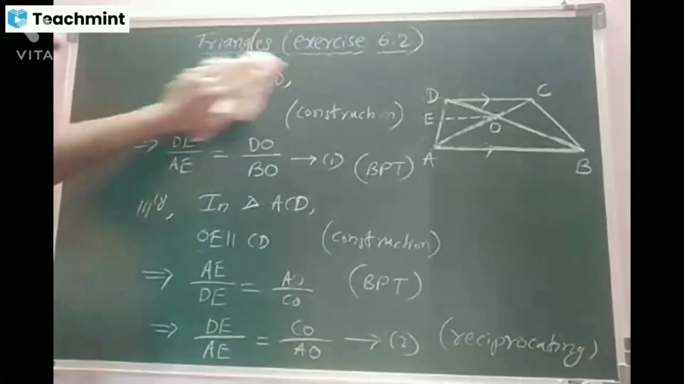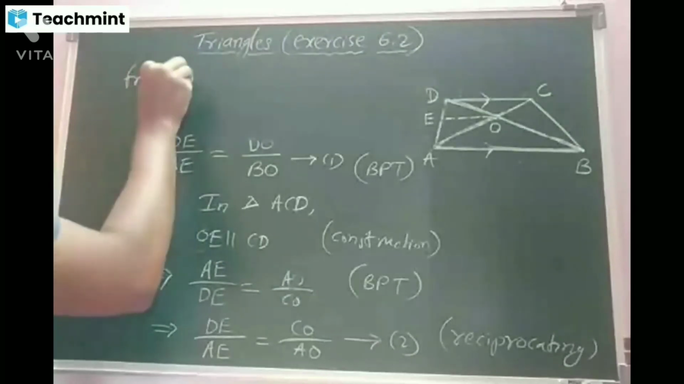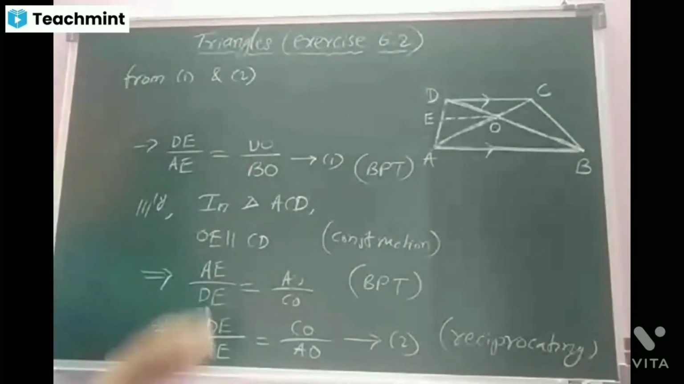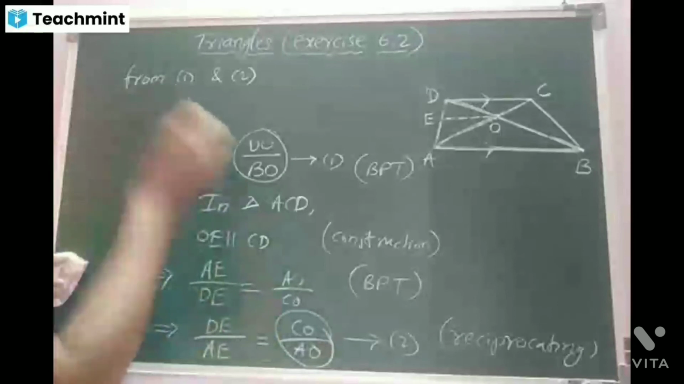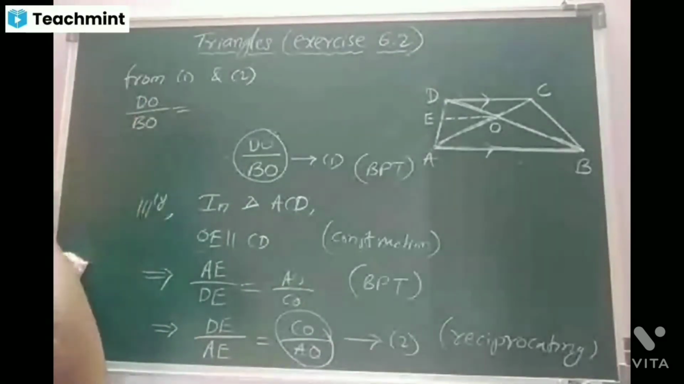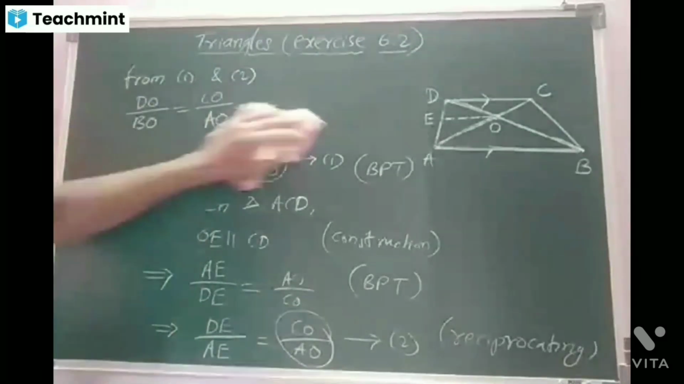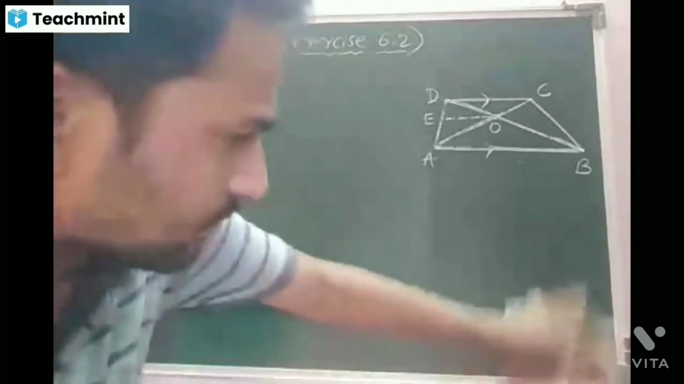Now, what is your conclusion from 1 and 2? Look at this. LHS are same. So from 1 and 2, DO by BO is equal to CO by AO. Am I right? Yes, sir. Is it the final answer, students? Is this the final answer?